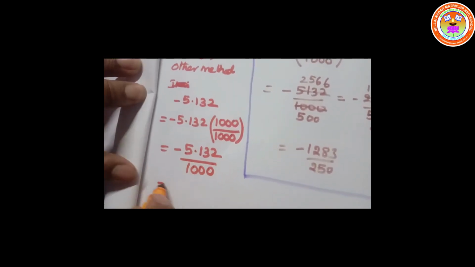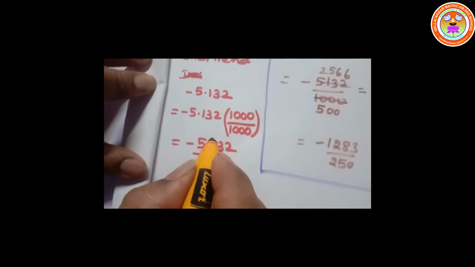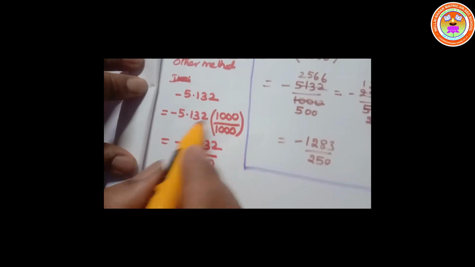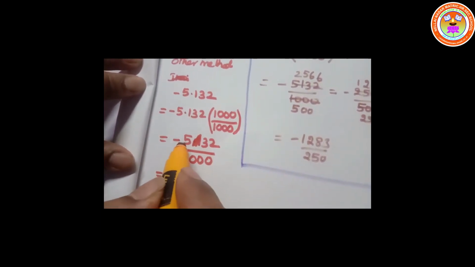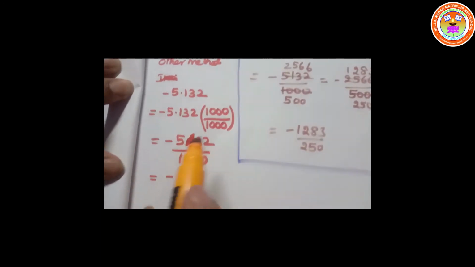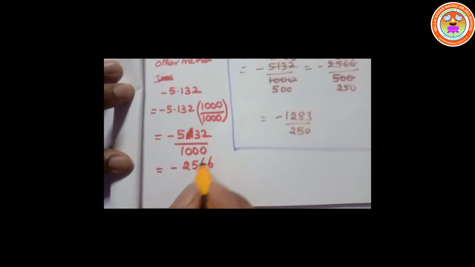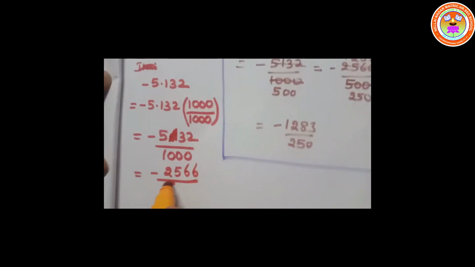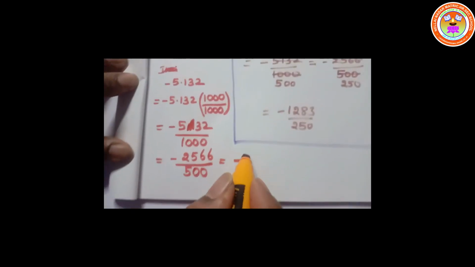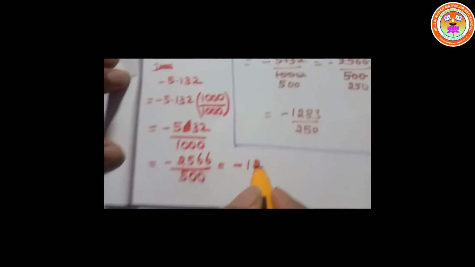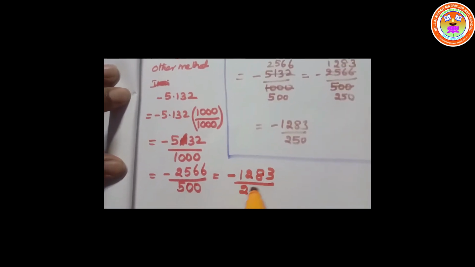Sorry, when you multiply with 1000, you get 5132, right? Now when you divide by 2, what you get? 2 2s are 4, carry 1, 2 5s are 10, carry 1, 2 6s are 12, carry 1, 2 6s are 12, by 2 how many times? 500 times. Again when you divide by 2, minus 2 1s are 2, 2 2s are 4, 2 8s are 16, 2 3s are 6. Here 2 2s are 4, 5 0.